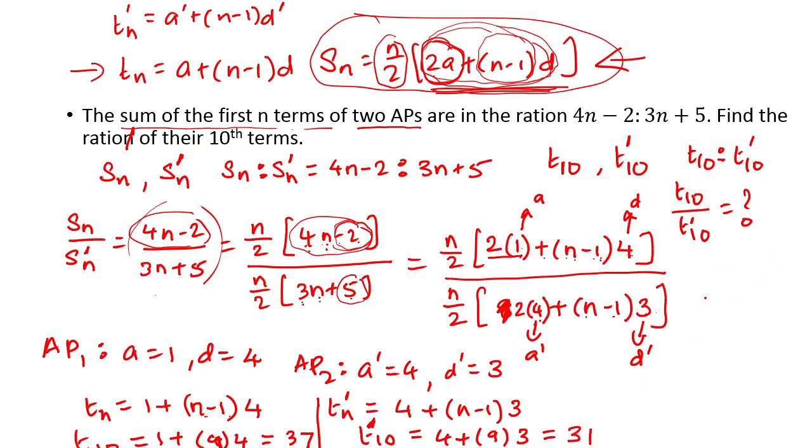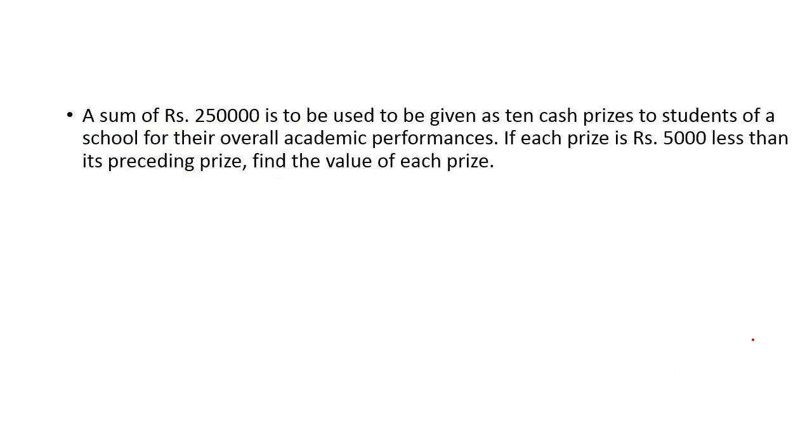So the ratio between the 10th terms of these two arithmetic progressions is 37:31. This is the answer for this question. Let us go to the next question.